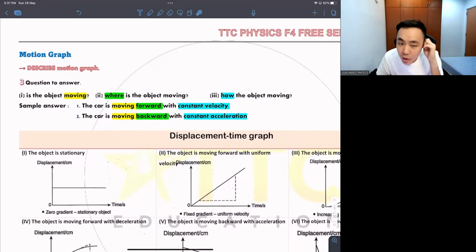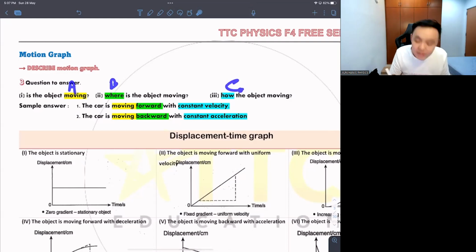Now you say, hey, but my teacher only asked me to write this one. Your answer being detailed is no problem. What you should be scared of is your marking scheme. They want a detailed answer, but then you skip A, you skip B. So a full, perfect, detailed answer is A, B, C: moving or not, where are you going, and then constant velocity. Do that for every single motion graph, then you are very safe.